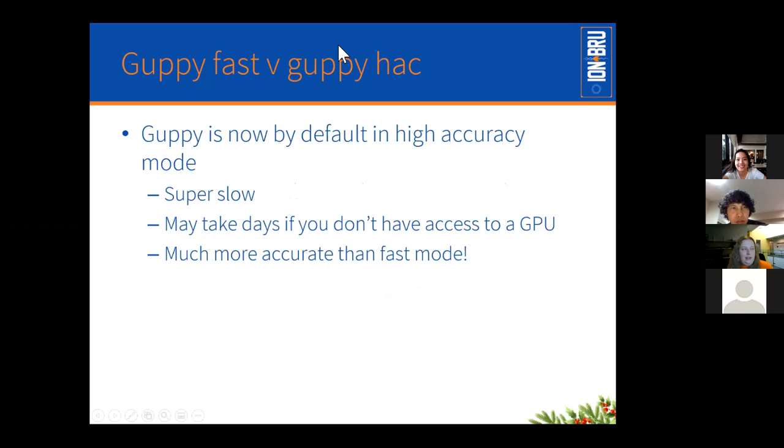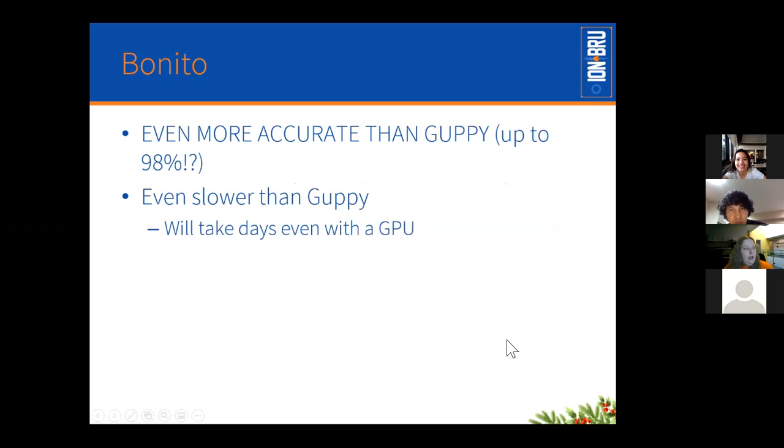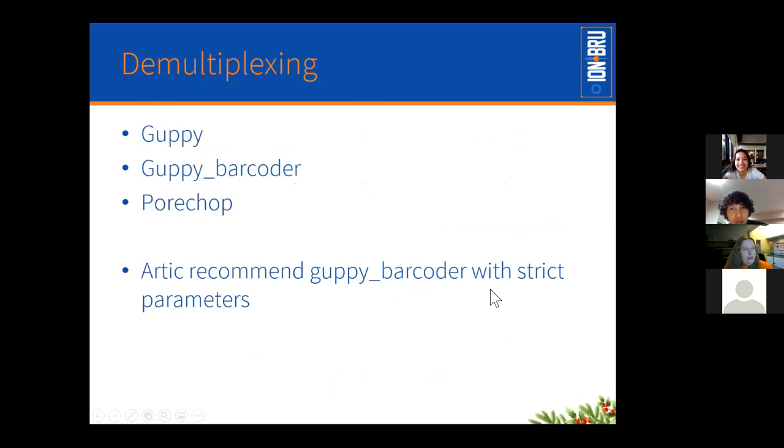Guppy fast is what you would use if you're doing real-time sequencing, but then later on you want to do the high accuracy because it is much more accurate. If you don't have access to a GPU, this is really slow, but it's probably worth it for the accuracy. Bonito is even more accurate. Even with a GPU, this takes days. It's a pain, but it's really accurate. With the latest chemistry and Bonito, you can get up to 98% accuracy, which is completely bonkers. This is really nice.